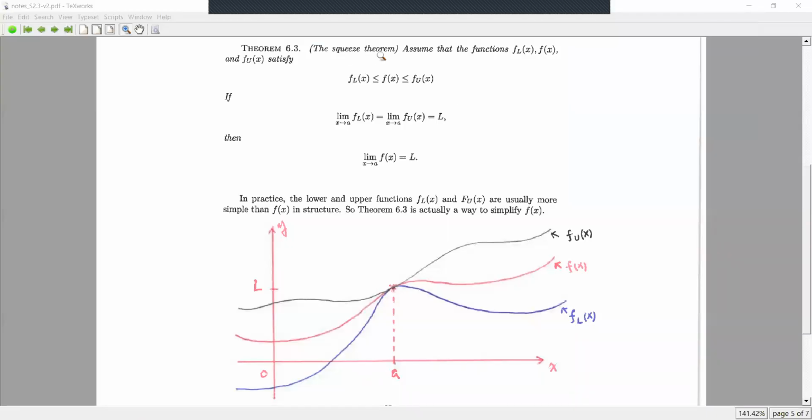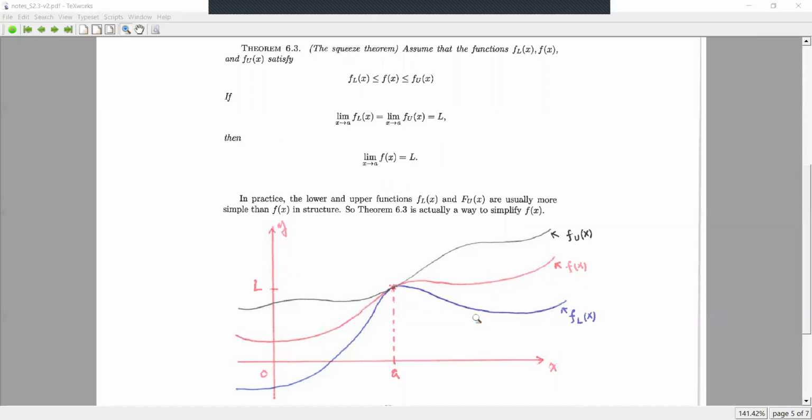Now, the theorem says that if as x approaches a, the lower function approaches some number L, and the upper function also approaches the same L, then the function f is between the lower function and the upper function. Then f also approaches the same L.